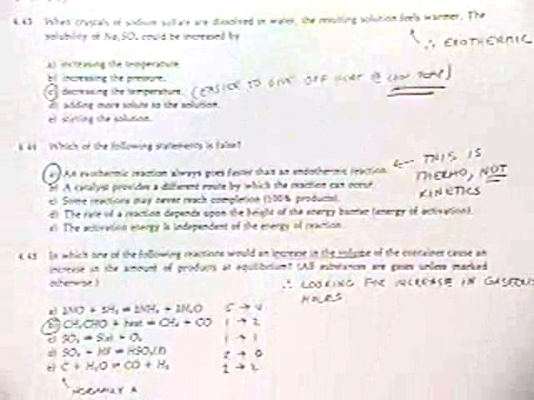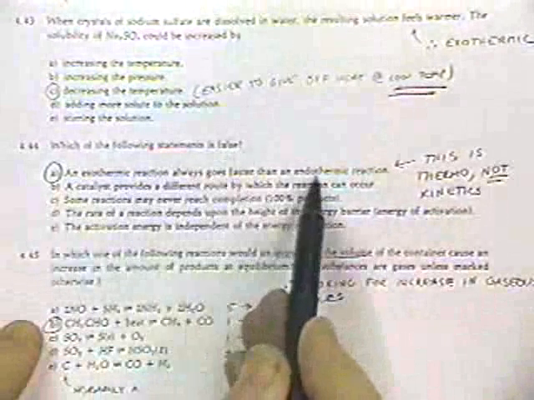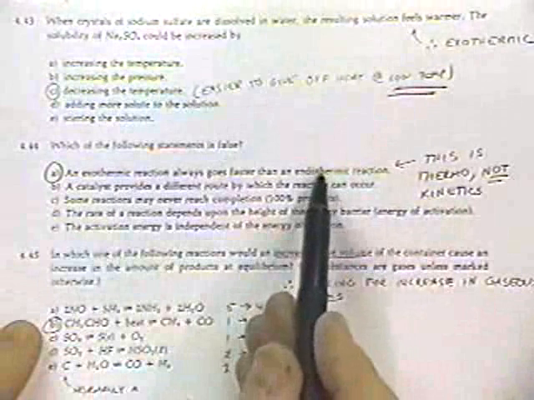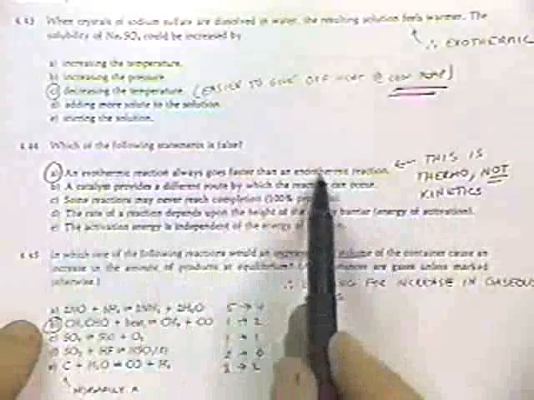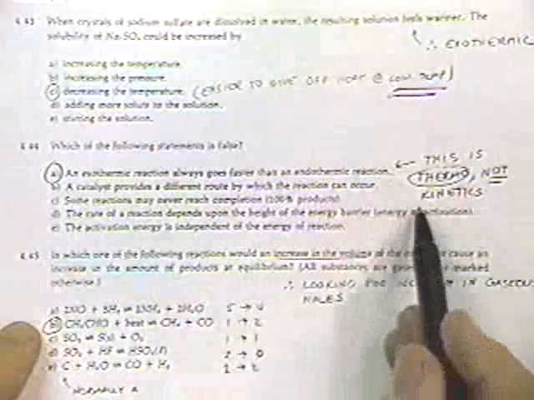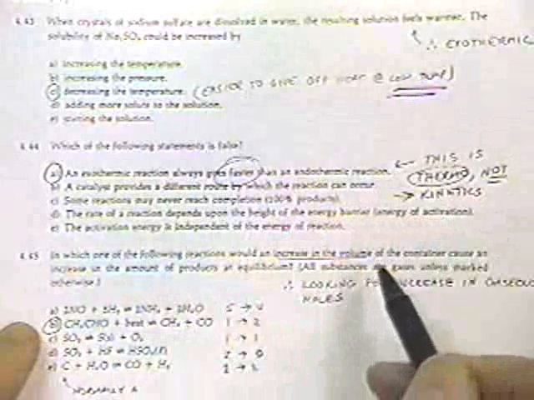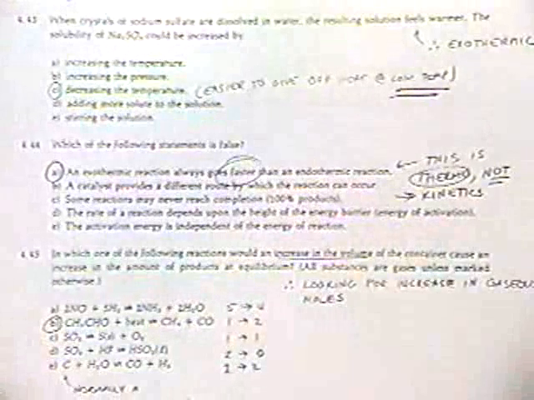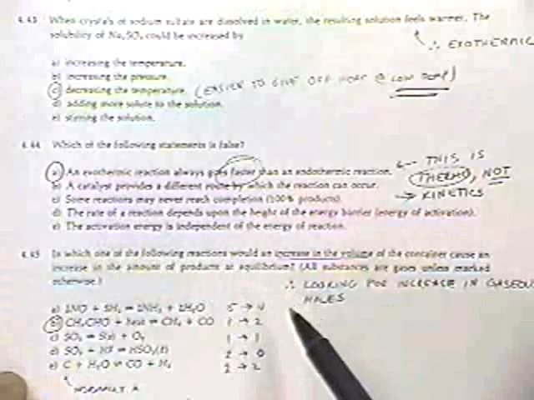Okay, here's a statement. Which of the following statements is false? An exothermic reaction always goes faster than an endothermic reaction. It's kind of attractive. It looks like it might be true, but you're mixing up kinetics and thermodynamics. Endothermic and exothermic relates to the energetics of the reaction, which is a concept of thermo. Faster is a concept from kinetics. And so the two are really different disciplines, although they're connected. That's two different ideas. All the other statements are true.